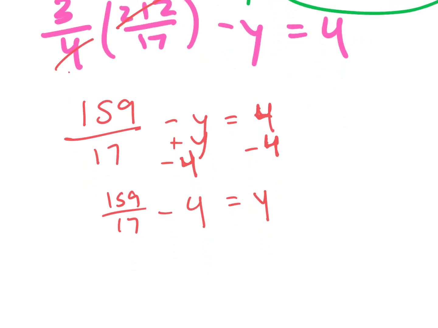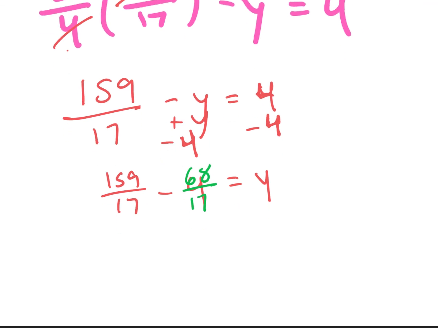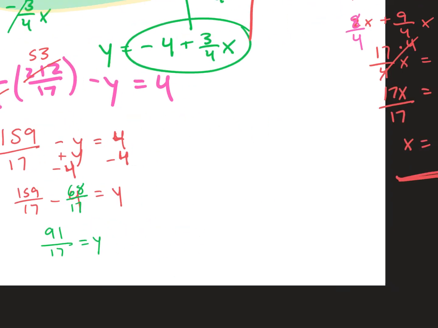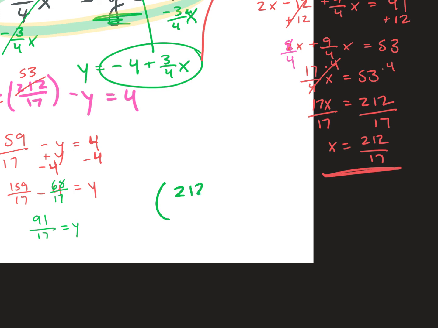And now how do I combine these together? I need a common denominator, so I'm going to make this 4, what? 68, you said? Yeah. 68 over 17. So I multiplied the top and the bottom by 17. So what is 159 minus 68? 91. So 91 over 17 is equal to y, and then we have to write our answer again as a coordinate point. So we get 212 over 17, comma 91 over 17.